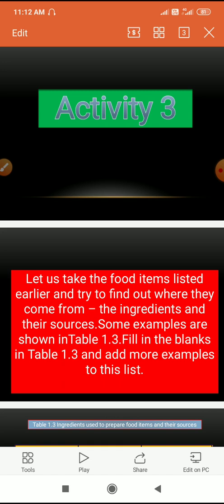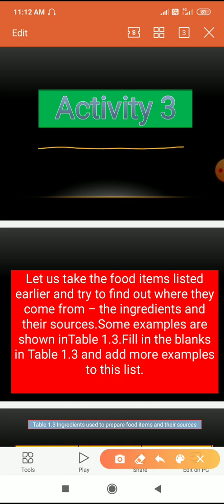Next, food items like milk, eggs and meat. Do you know they come from animals? These food items are also familiar to you, and you know that they come from animals. To understand this, we take up activity 3. So, look here students, now we will see activity 3.